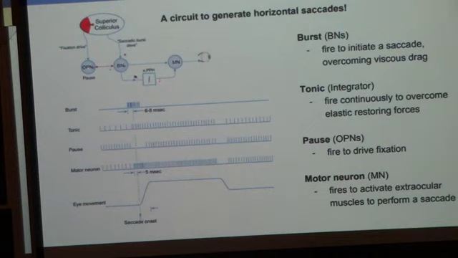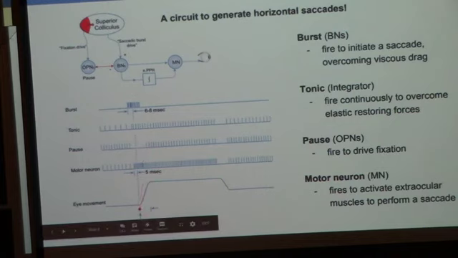And then you also have these things called pause neurons. Pause neurons essentially want fixation. When you want to make a saccade, you're making some kind of movement, so you don't want fixation in that moment. So while you're making a saccade, you want to suppress your pause neurons. That's what we see on this graph right here, wherein while you're trying to make a saccade, that's the eye movement, you have a lot of burst of activity.